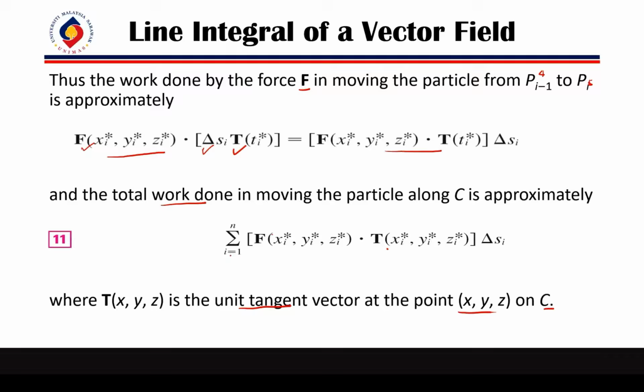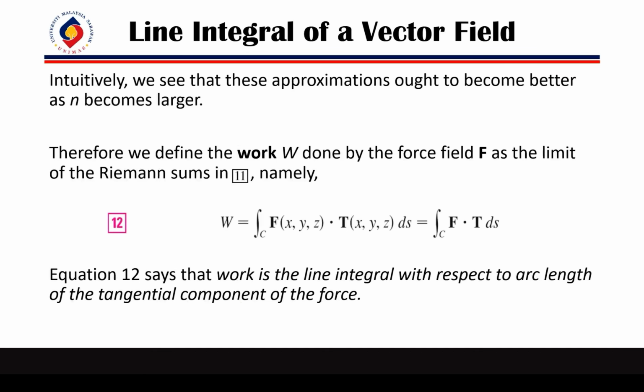Alright, so in order for us to get the work done along the curve C, we have to get the summation of the arcs. But it's quite difficult for us to calculate them one by one. Intuitively, we see that this approximation ought to become better as n becomes larger, because when n becomes larger, we get to do it multiple times.